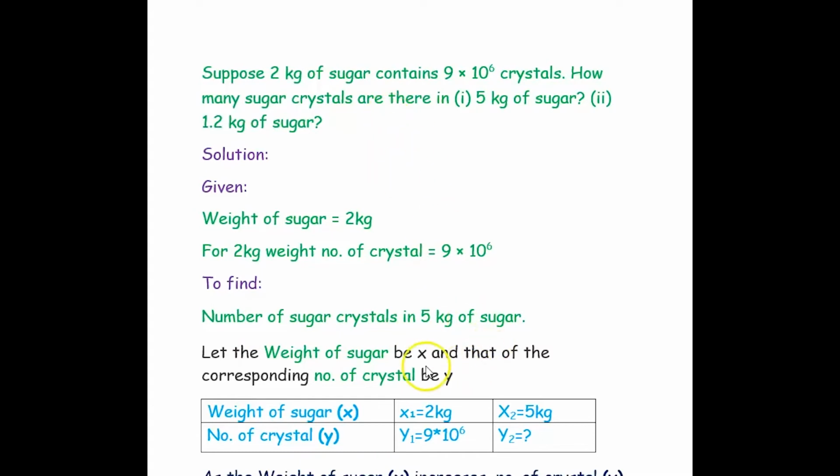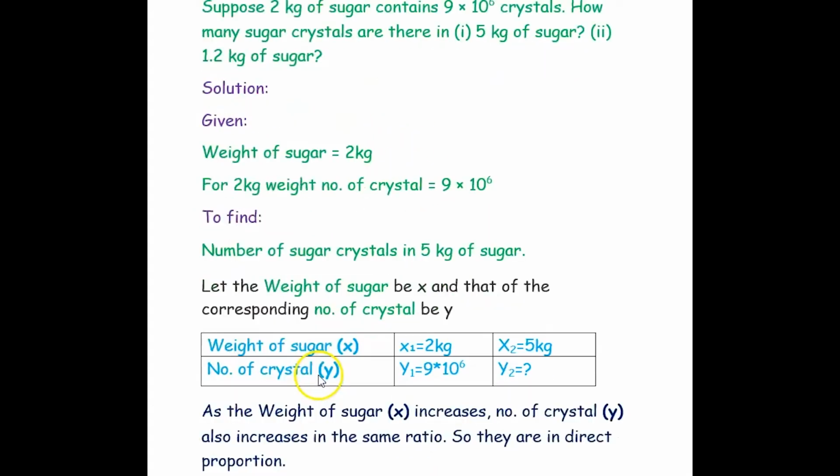Let's solve one by one. First let's take 5 kg of sugar. Now let's assume the weight of the sugar to be x and the corresponding number of crystals to be y. So now let's form a tabular column like our previous example, so it will be easy for us to calculate the unknown values. The tabular column contents are the weight of the sugar, which we have taken as x, and the number of crystals, which we have taken as y, and it's given that if the weight of the sugar is 2 kg, then the number of crystals is 9 into 10 raised to the power 6.